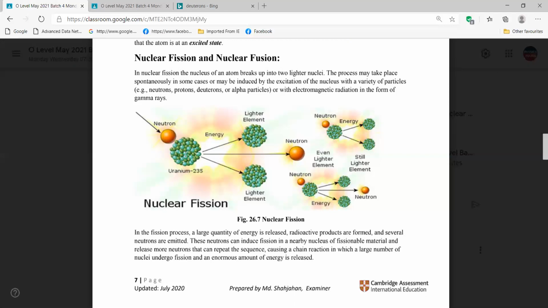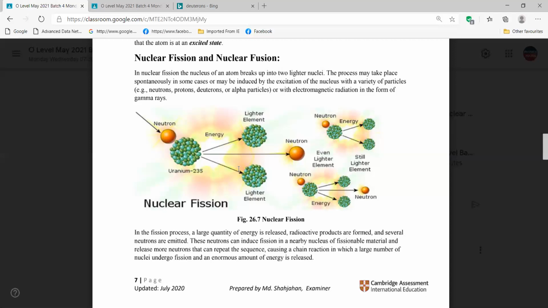So now we are having the main thing here. Uranium is a heavier nucleus, and from here we are getting two lighter nuclei. So from a bigger one we are getting two lighter ones. It is called nuclear fission. From a bigger nucleus, we are getting two or more lighter nuclei. That is called nuclear fission.